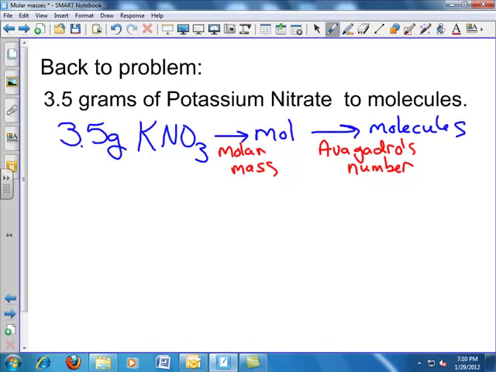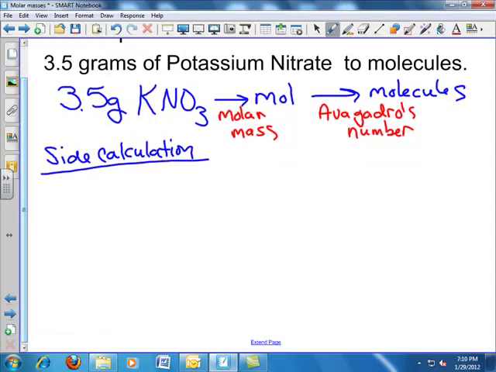So basically, what I'm doing in this VodCast is taking VodCast 1 and VodCast 2 and putting it together to create VodCast 3. Wonderful. Okay? Now, I do have a little sidebar calculation I need to make. Okay? And that side calculation I need to make is I actually have to come up with what is the molar mass of potassium nitrate.